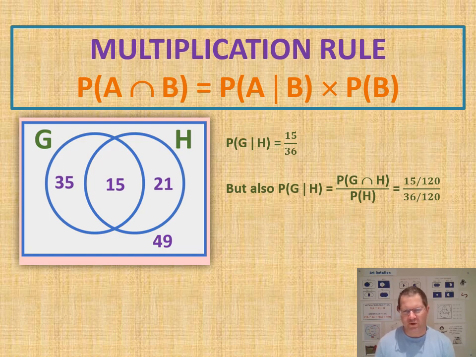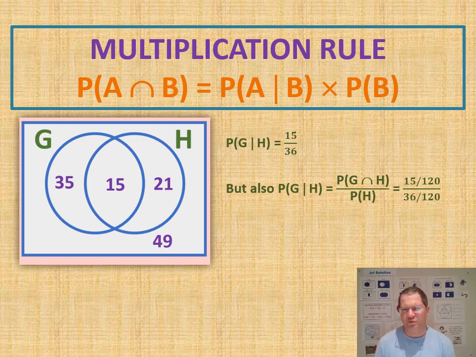Now from before, again from the set notation video, we know that the probability of G given H is 15 over 36. The 36 represents the whole of H, of which 15 are also in the G circle. But there's another way of getting there. We could have divided the intersection by the H circle, which is essentially what we're doing with our 15 over 36. But if we're talking about probabilities, the probability of the intersection is 15 over 120. The probability of H is 36 over 120, and of course those 120s are going to cancel out and give us the 15 over 36 anyway.